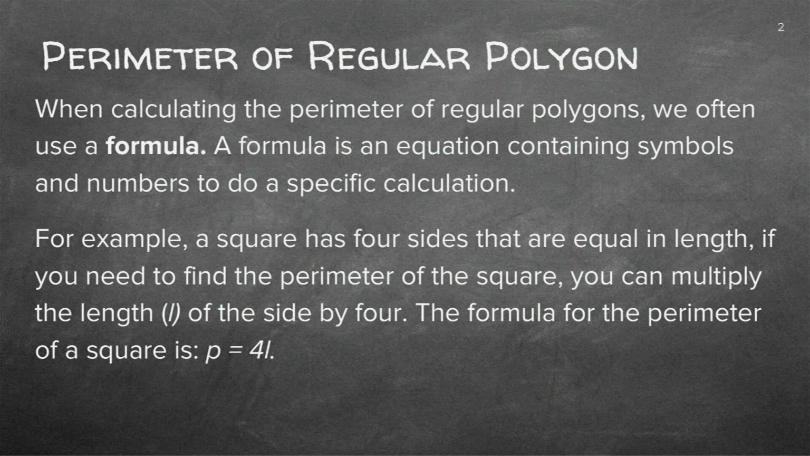Now, if we look at a regular polygon, for example, a square, all four sides of the square are equal in length. So if you need to find the perimeter of the square, you can multiply the length of the side by 4, right? Because they're all the same. So if you've got this length, you just multiply it by 4. So the formula for the perimeter of a square is, for example, P equals 4L, 4 times the length.